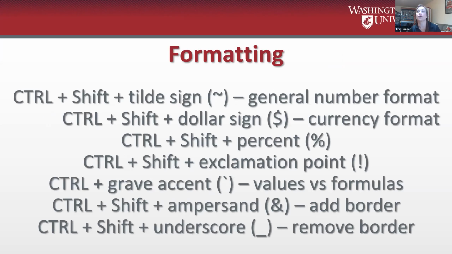All right, last slide here. You can use Control Shift and the tilde sign to change the format of a number to the general number format. You can use Control Shift dollar sign to change it to the currency format, with 2 decimal places, and negative numbers will be in parentheses. Control Shift percent will apply the percentage format with no decimal places. Control Shift exclamation point will apply the number format with 2 decimal places, a thousand separator, and a minus sign for negative values. Control and the grave accent key, which is the one at the top left of your keyboard.